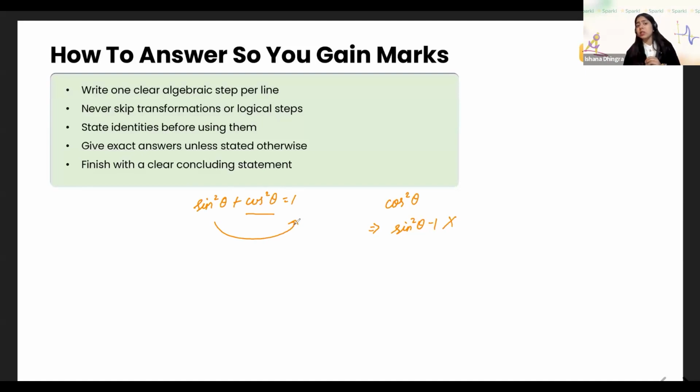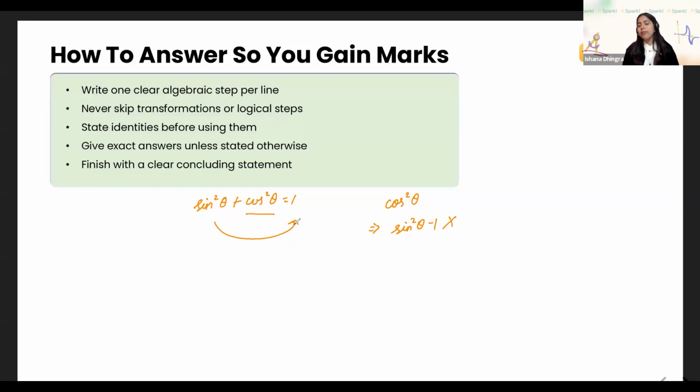Give exact answers unless stated otherwise. Sometimes students solving a quadratic equation get the answer in decimals and round off those answers. If the question is not asking you to round off to 1 dp or some significant figures, try to give the exact answer. Don't give the rounded values. Okay. Everyone is understanding what I'm talking about here?